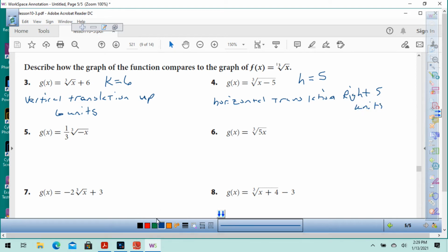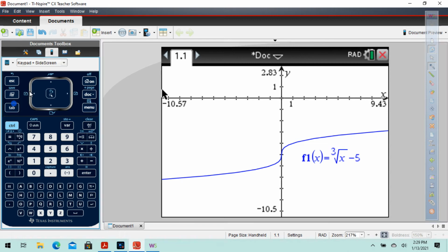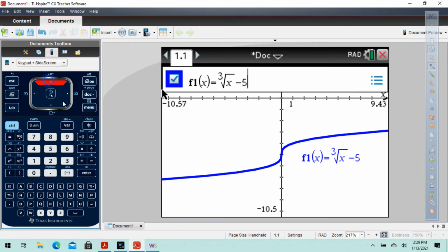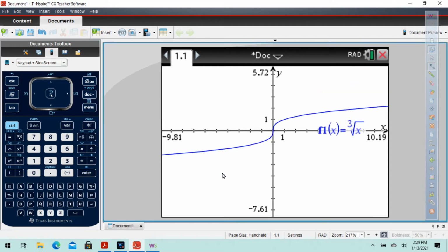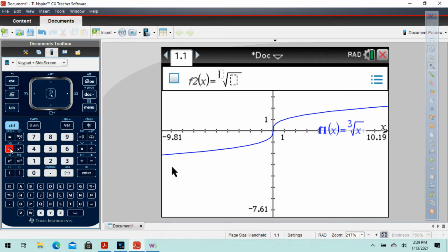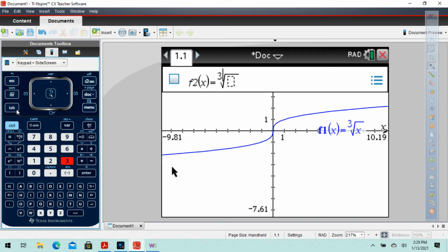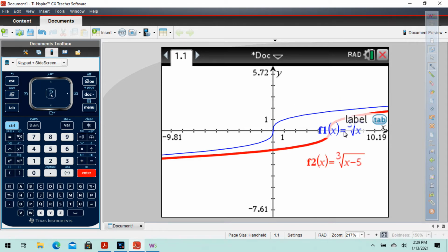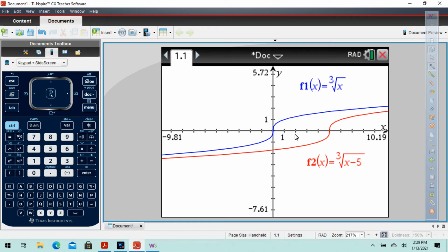And just for giggles, we'll graph that. I'm going to graph just the cube root of x. And then to show you, we've got the cube root of x minus 5, and that should move it to the right 5. And we see that it did. 1, 2, 3, 4, 5. All right.